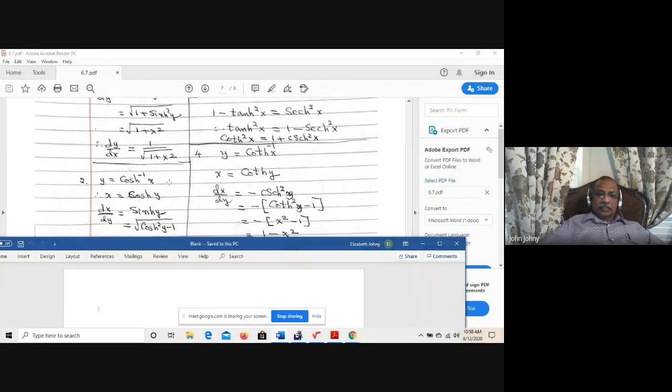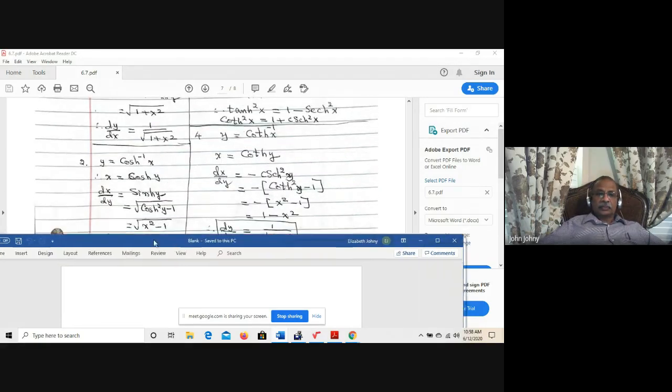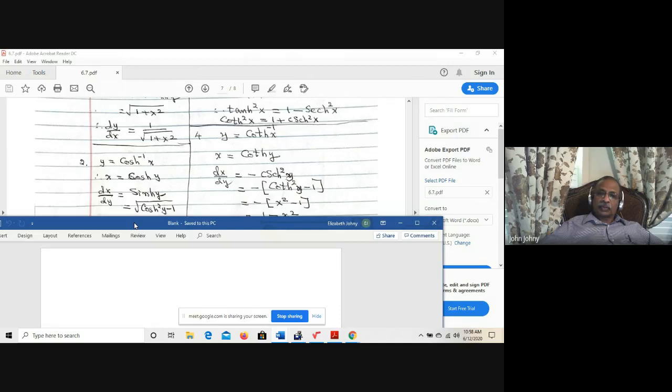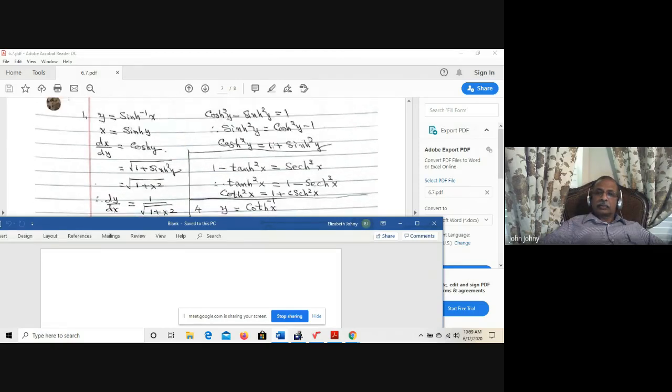Cosh inverse x. Let x be equal to cosh y. Therefore dx over dy is sinh y. That is the square root of cosh squared y minus 1. See here, sinh squared y is cosh squared y minus 1.